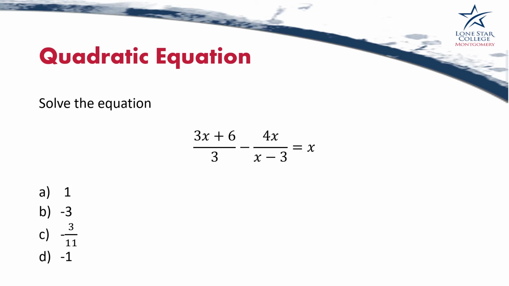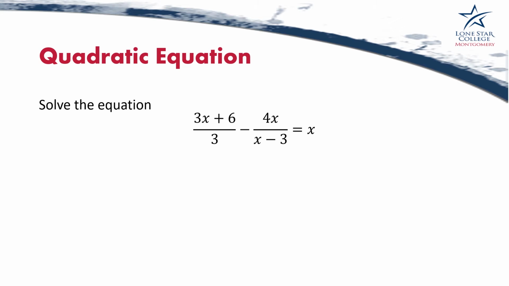Okay, let's do another one. Solve the equation (3x plus 6) over 3 minus 4x over (x minus 3) equals x. So now we're dealing with an equation that has fractions. The first thing we do when we deal with any equation involving fractions is find an LCD, the least common denominator. The best way to find the LCD here is to multiply the two denominators we have. So it should be 3 times (x minus 3).